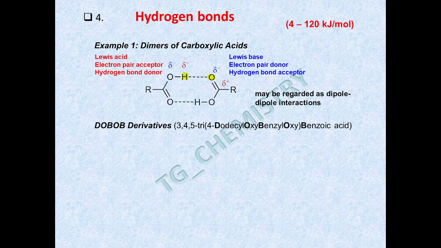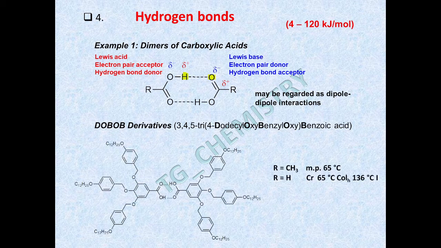Next, another example: we can see the dodecyloxy benzoyloxy benzoic acid derivative, abbreviated as DOBOB derivatives, which is shown over here. Now you can see, if this is a hydrogen atom, then the molecule shows liquid crystalline behavior. As you can see, the Col H, that means the hexagonal columnar mesophase, is the liquid crystal structure of this dimer molecule when there is hydrogen bonding.